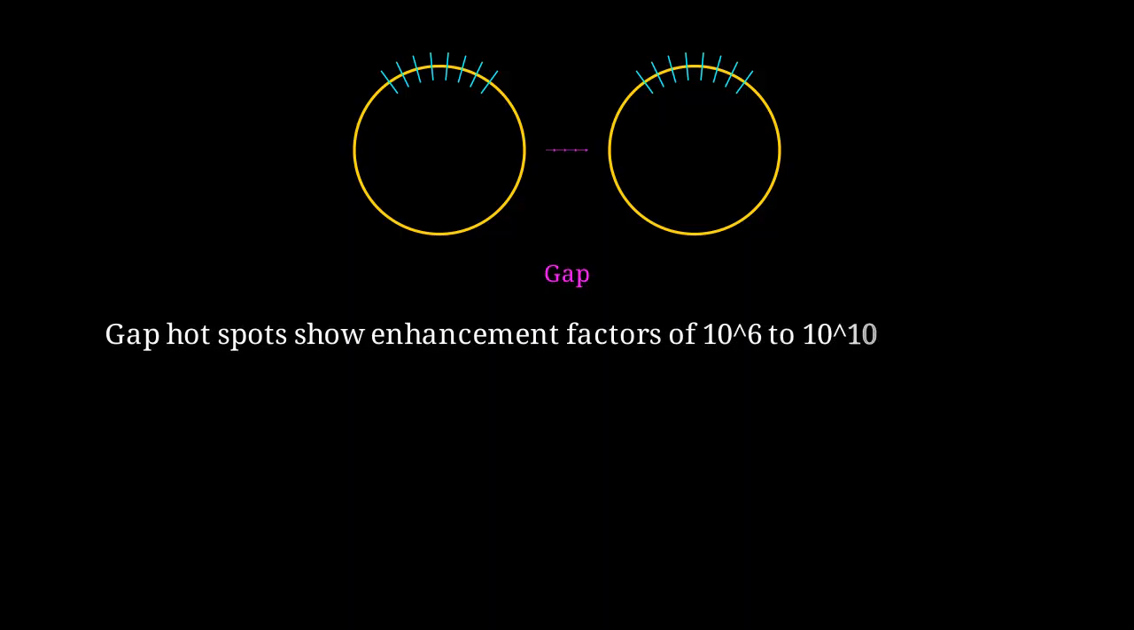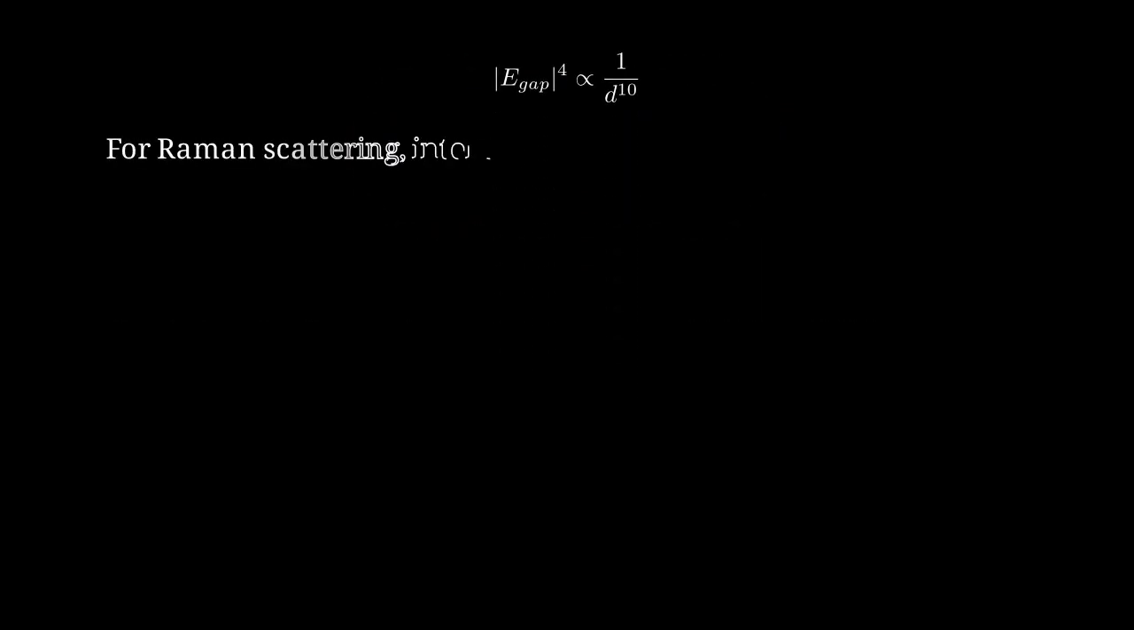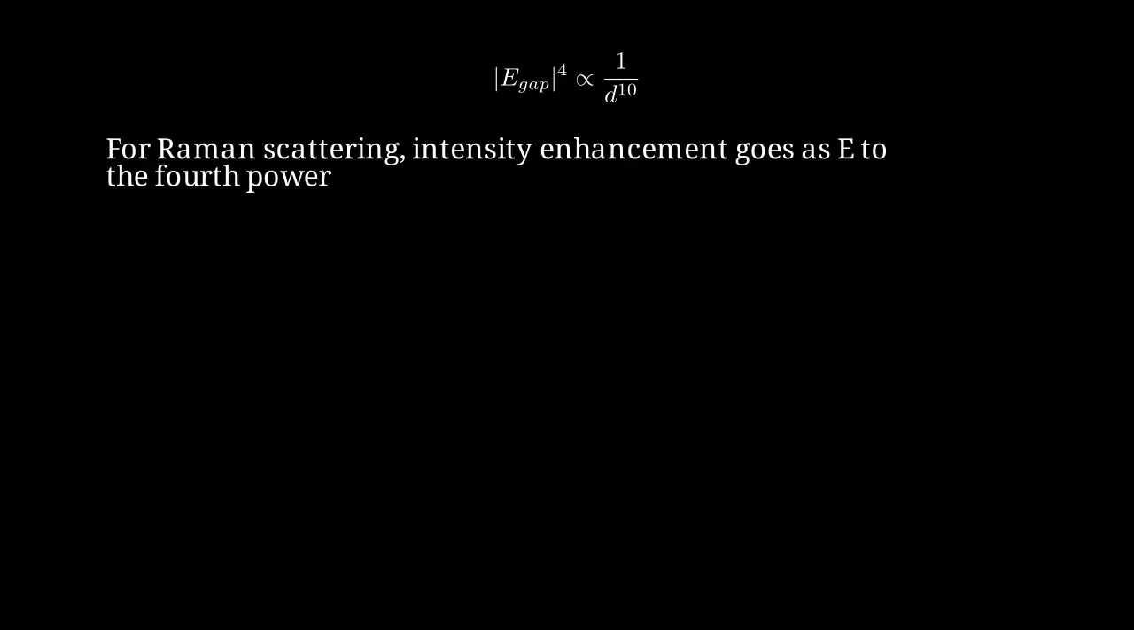Experimental measurements show that gap hotspots can exhibit enhancement factors from 1 million to 10 billion, depending on the gap size. The fourth power of the field enhancement in the gap scales approximately as 1 over d to the 10th power, where d is the gap distance. This explains the extreme sensitivity to gap size. For Raman scattering, which we'll discuss shortly, the intensity enhancement scales with the fourth power of the electric field, making these hotspots incredibly powerful. The size of the gap is critically important.